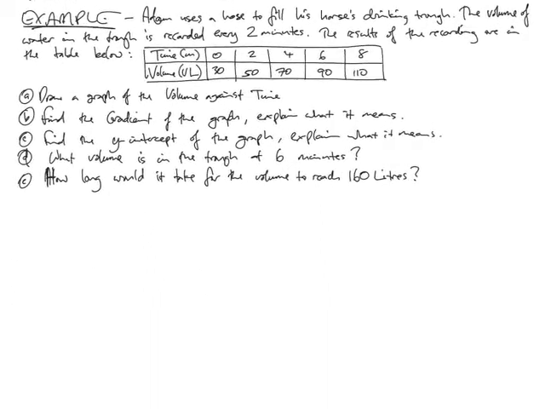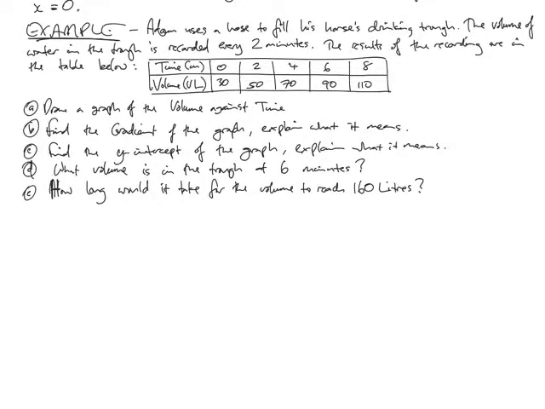So let's go through an example to show you what kind of questions you'll have to face and deal with and interpret. This is the one from the book. I'm going to go through it with my thoughts animated here. Adam uses a hose to fill his horse's drinking trough. The volume of water in the trough is recorded every 2 minutes. The results of the recordings are in the table below.